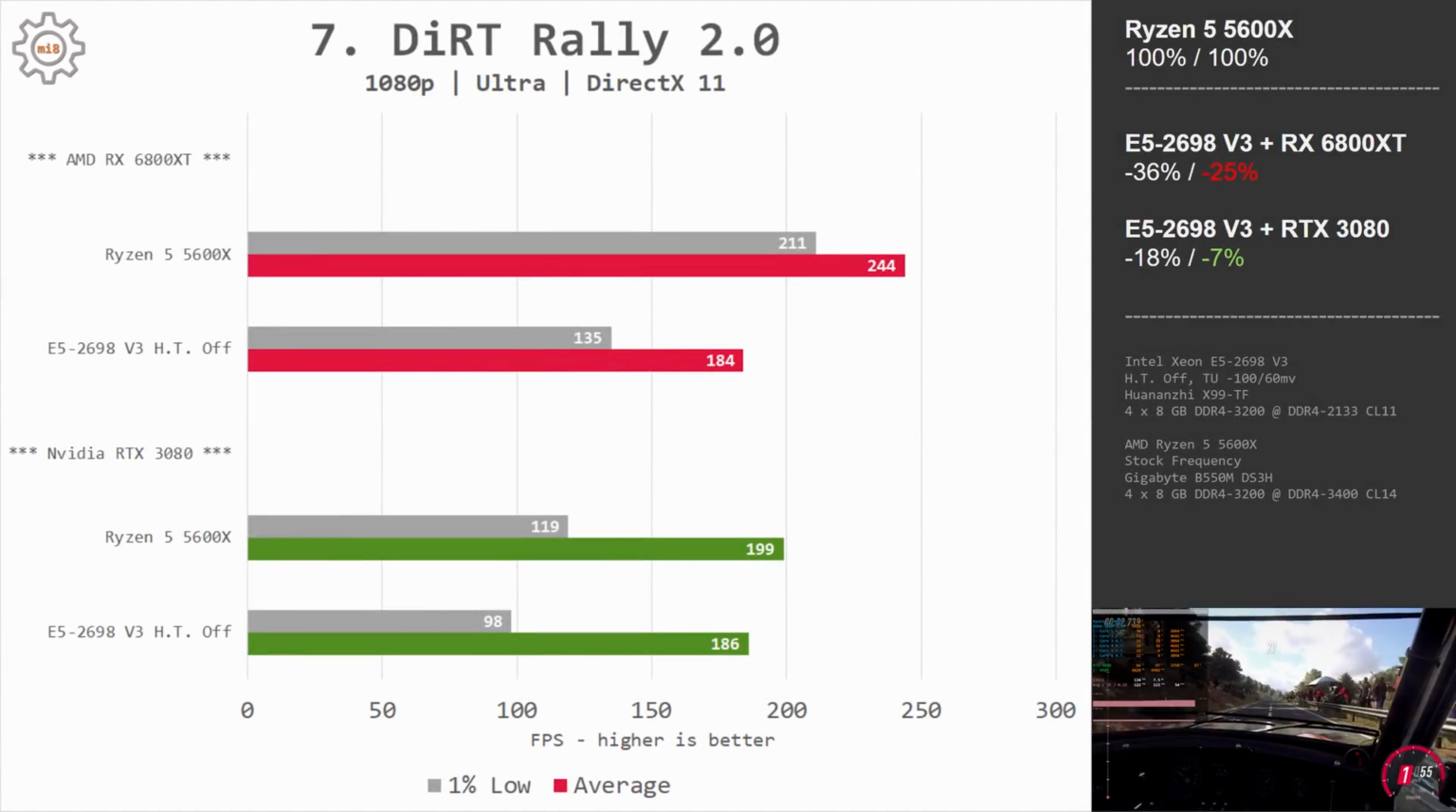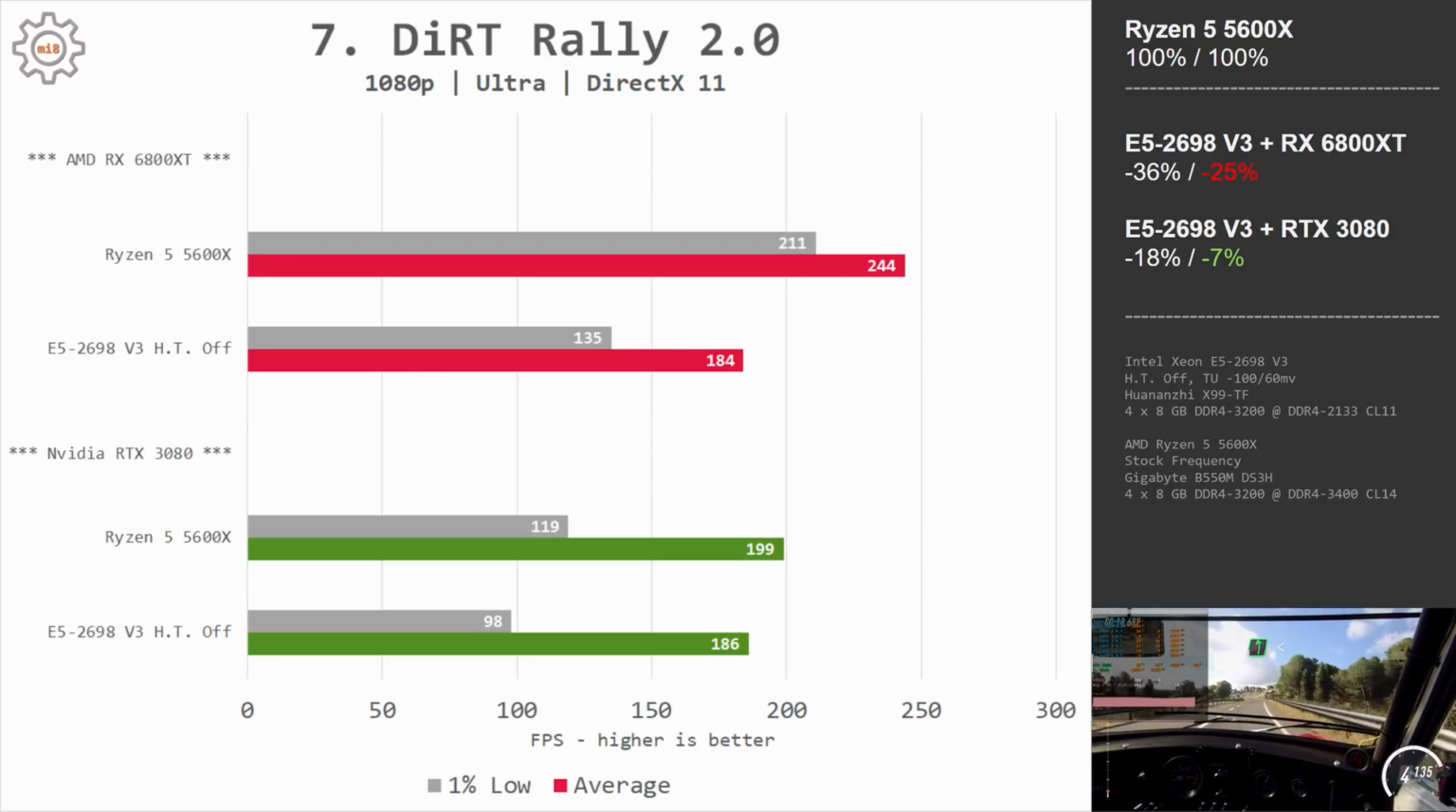Another racing game is Dirt Rally 2. Here, with AMD RX 6800 XT, Xeon loses to Ryzen 36 and 25%. Switching to Nvidia RTX 3080, the difference is only 18 and 7%. It's important to mention that overall performance is much better with AMD RX 6800 XT. The combination of Xeon E5-2698v3 and AMD RX 6800 XT is providing basically the same performance as Ryzen 5 5600X and Nvidia RTX 3080.